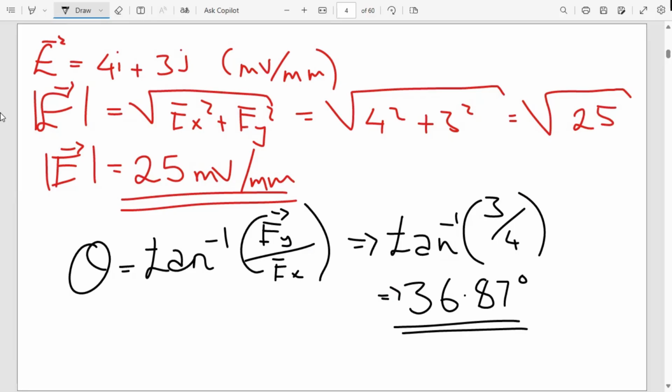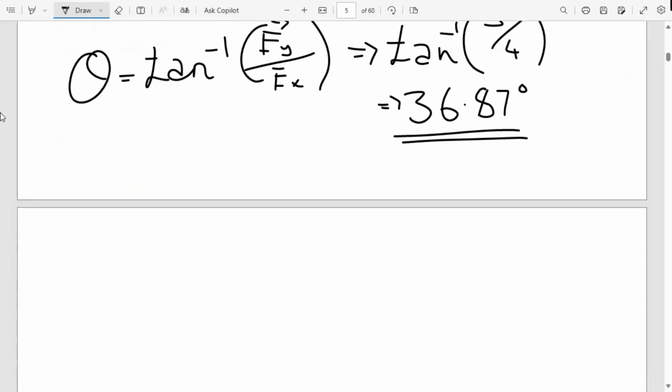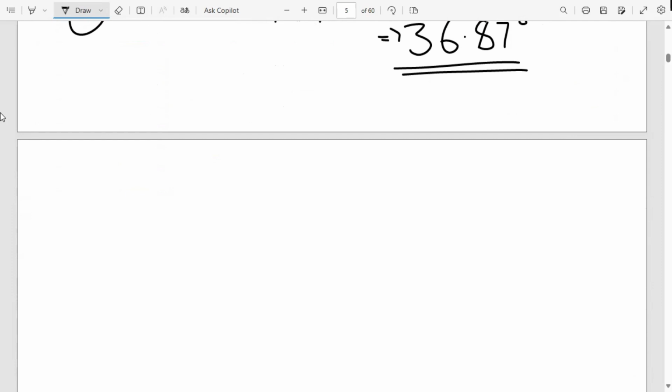36.87 degrees. So the angle which this vector E is making with the positive x-axis is just 36.87 degrees. Question C is asking: what is the clinical significance of the directionality in EEG vector analysis? The directionality of these EEG vector signals is very clinically significant.